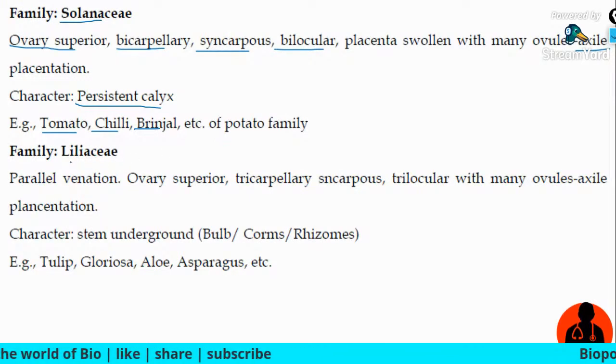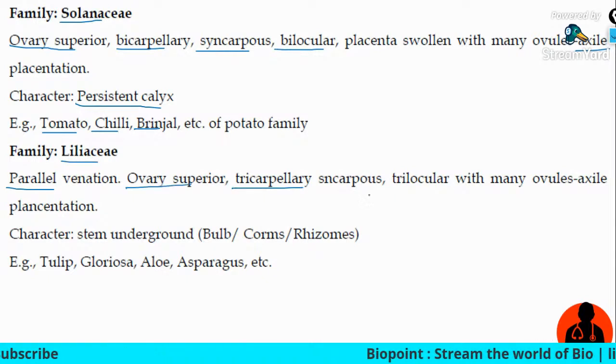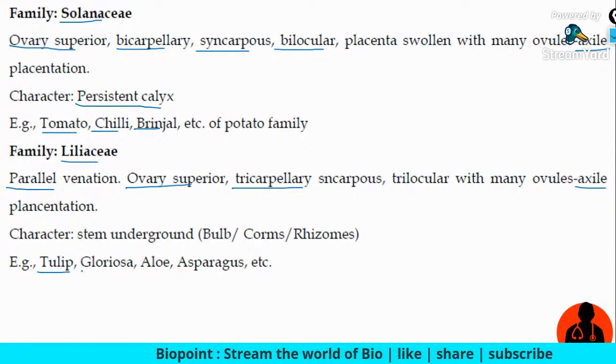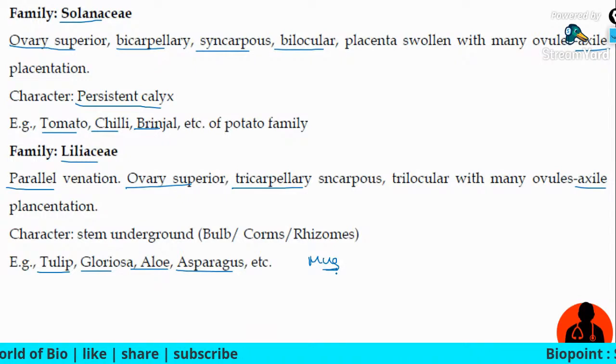The last one is the Liliaceae: parallel venation, superior ovary, tricarpellary, syncarpous with axial placentation. Tulip, gloriosa, aloe, asparagus. Previous year MCQ. Guys, no NEET exam leaves this part out of the MCQs.